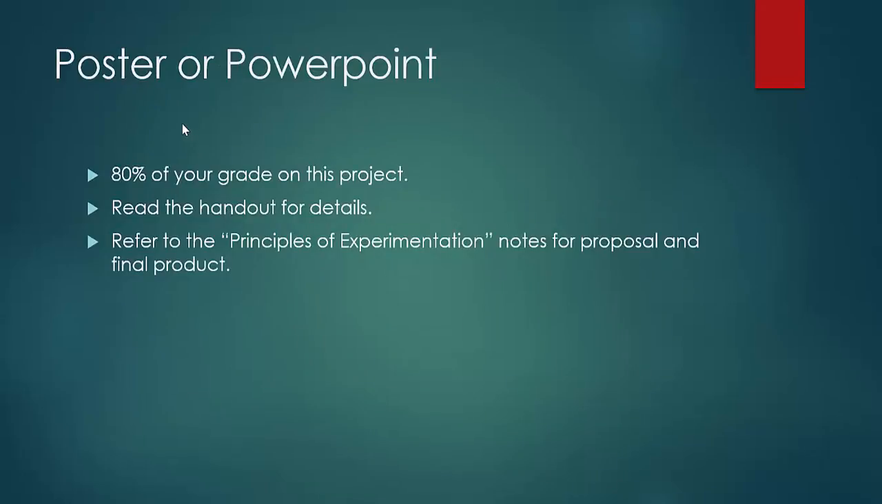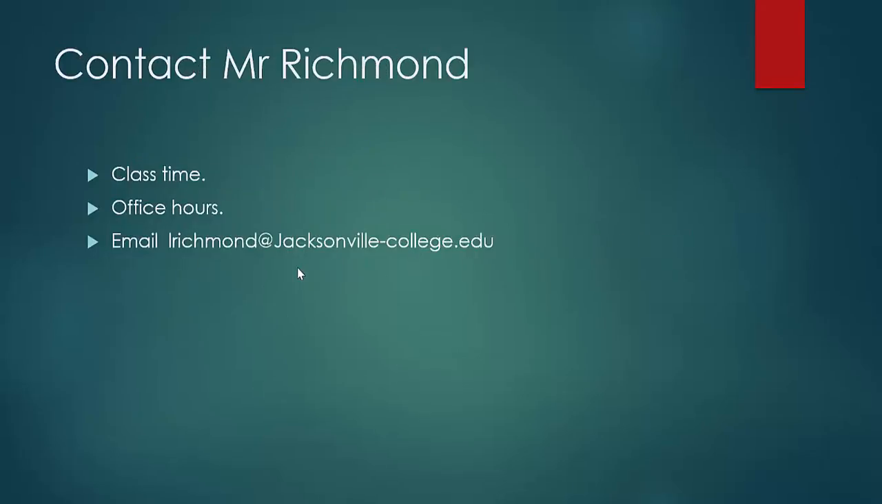Proposals 20%, the other 80% will be a poster board, your standard piece of poster board with some things on it, or a PowerPoint. 20% was the proposal, so the rest is 80%. This will be 80% of your grade. The handout details exactly what's on the poster or PowerPoint. If you hit all those things, you will perform well. Refer back to the principles of experimentation notes for both your proposal and your final product. You should contain all the elements that we studied there.